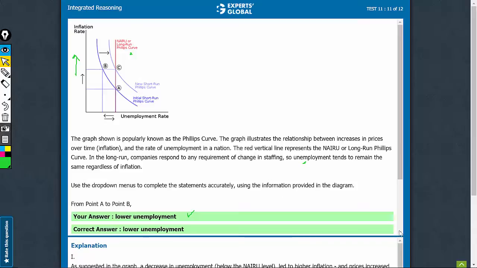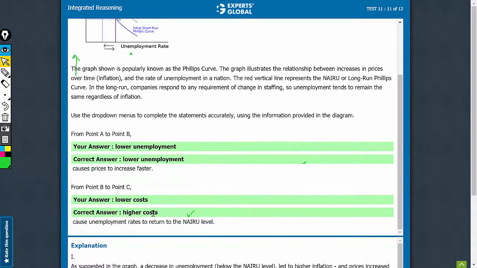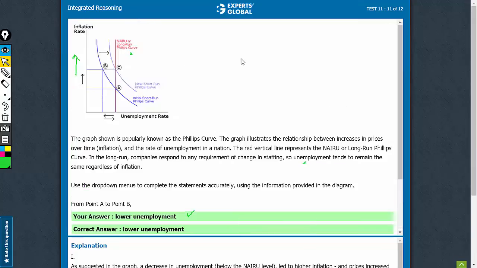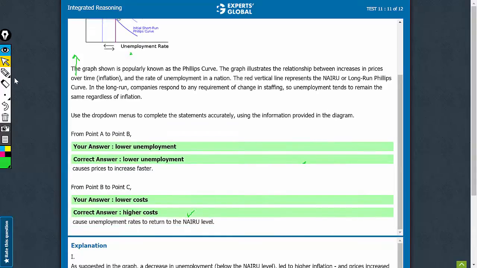So let's look at the answer choice, higher costs. So yes, because of higher inflation, the costs increase, and therefore some employees are left out, and eventually point B shifts to point C, right? And therefore higher cost is a logical answer choice here. The right combination of answers: lower unemployment and higher costs.